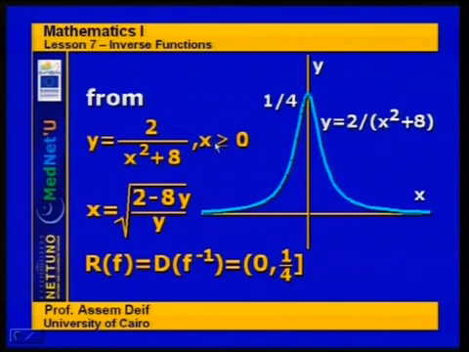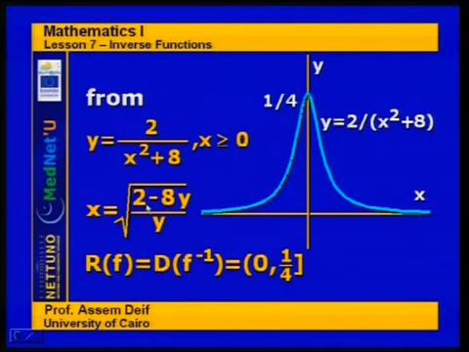But we want to restrict ourselves to x greater than or equal to 0, because the function is not injective, but the range is the same. So we calculate the inverse. We solve for x in terms of y to obtain this expression here. And since x is positive, 2 minus 8y must also be greater than or equal to 0. So in fact, what is the domain of this inverse function?